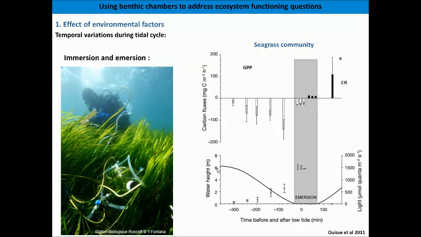So on the bottom graph you have water height in black with the low tide marked by the gray section and the white rectangles showing light. And at the top you have carbon fluxes, with white being gross primary productivity and black being community respiration. And you can notice that even though you have more light at low tide, you have much lower fluxes in the air in this particular system than in the water, similar for respiration.